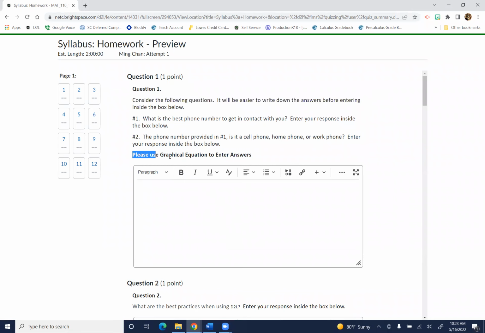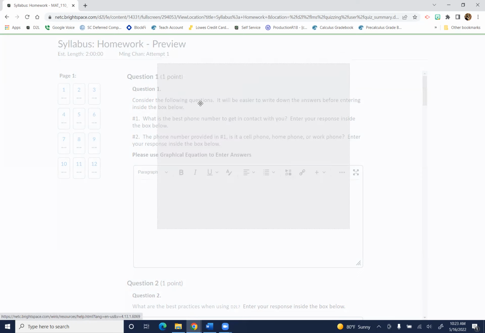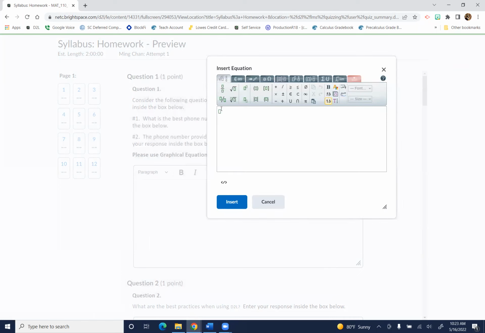So right here, every time you see this bold word, please use graphical equation to enter answers. That means we need to type entering mathematical symbols. So click on the plus sign, click on the equation, and click on graphical equation. All right. And the reason why I want students to write down the answer is because this thing actually blocks the view. Okay, so in here, we'll do a number or hashtag number 1. Please enter your phone number. Okay.